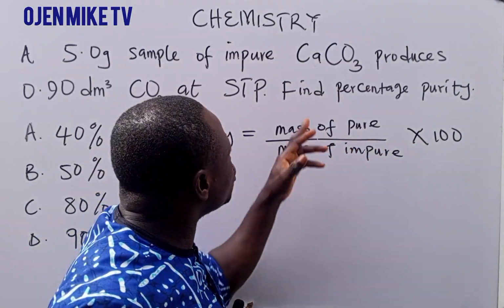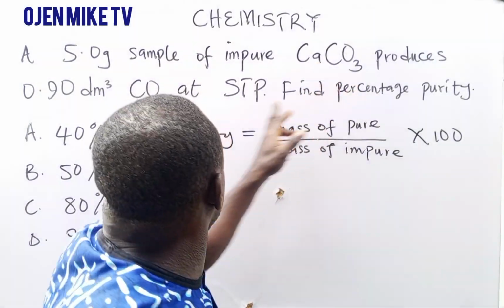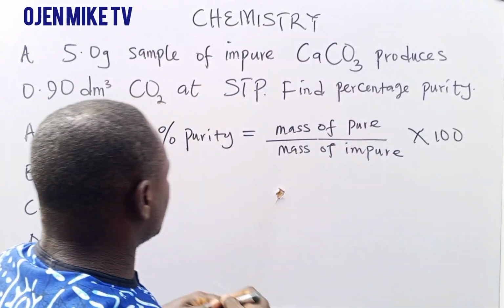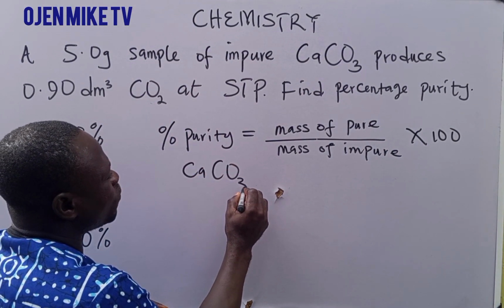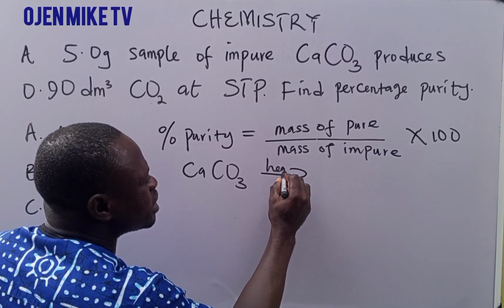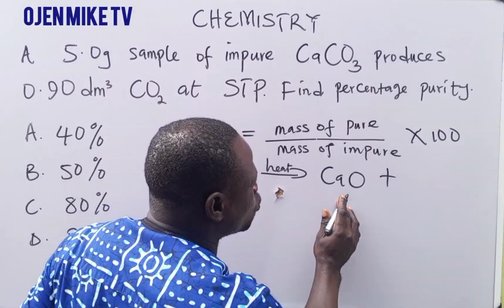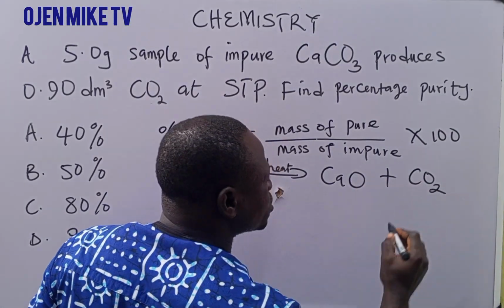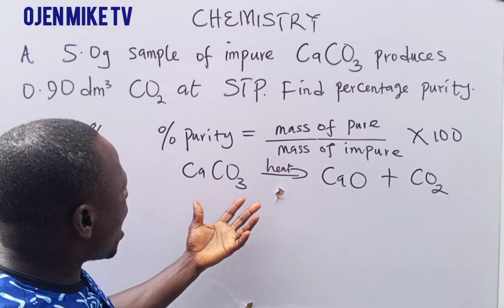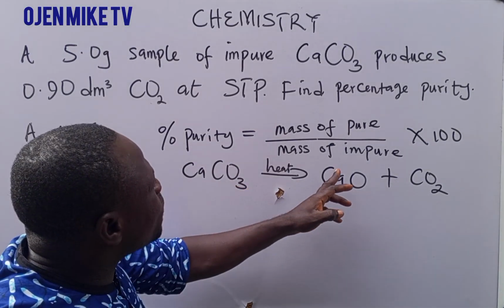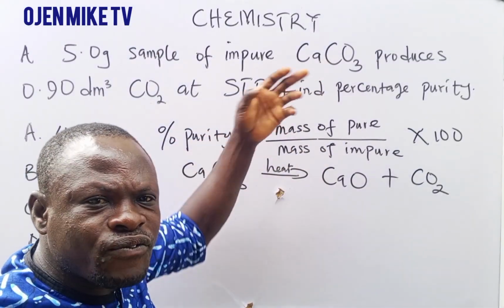Now, for you to find the mass, remember, this limestone will undergo decomposition to form carbon dioxide. That is what we look at. CaCO3 will undergo decomposition, which means that you apply heat to it. It will produce calcium oxide, that is quicklime, plus carbon dioxide. Now, having done this, we are going to find the mass of pure in this limestone.